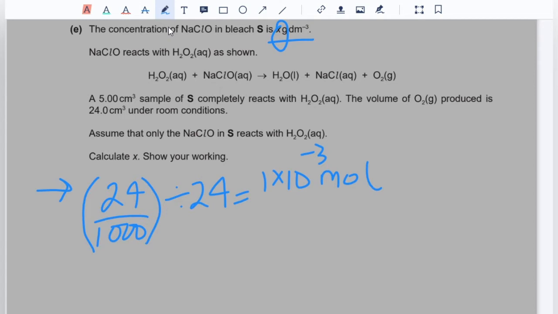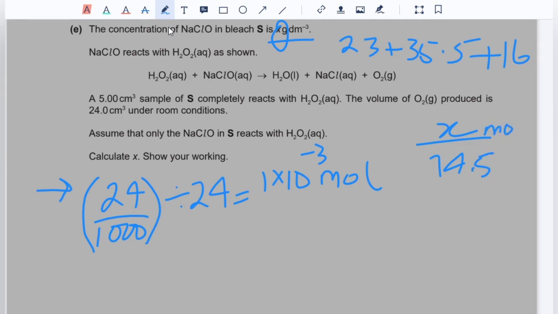moles is equal to mass divided by molecular mass, and so you divide x by the molecular mass of the compound sodium chlorate, which is 23 plus 35.5 plus 16, which all of these are the masses of the elements present in the compound sodium chlorate, and that is going to be equal to 74.5. So you now have the concentration in mole per dm³.